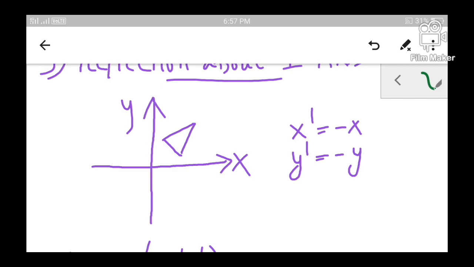So after reflection, this particular object will undergo a 180-degree rotation, and the reflected image will be obtained in the third quadrant. Okay, I repeat, reflection about perpendicular axis means the object will be rotated on the basis of this particular perpendicular axis. So after reflection, the object will be rotated 180 degrees and the reflected image will be obtained in the third quadrant, like this.